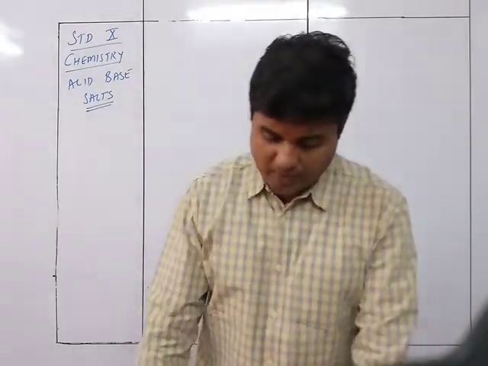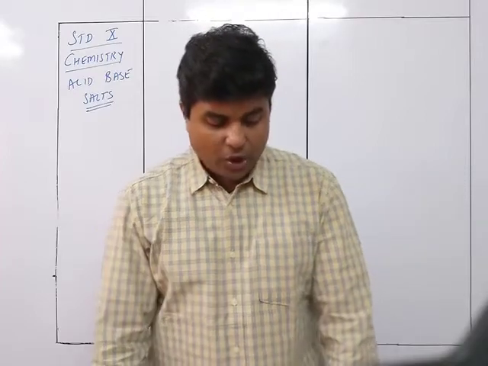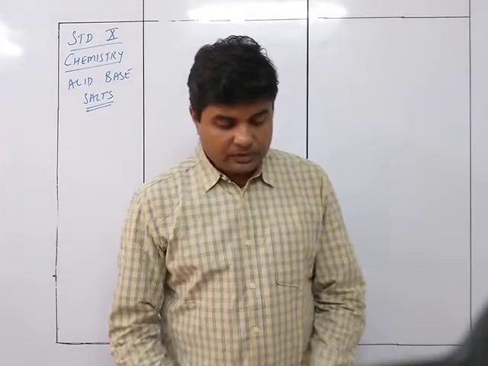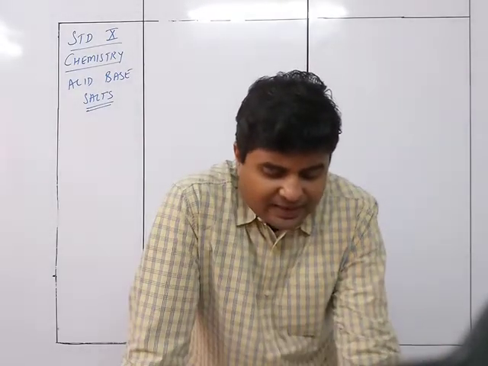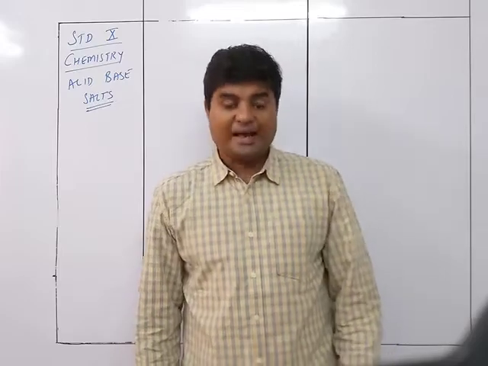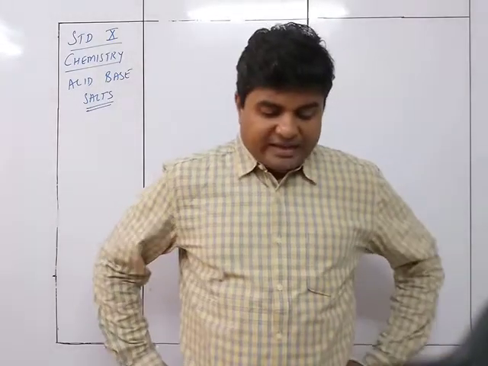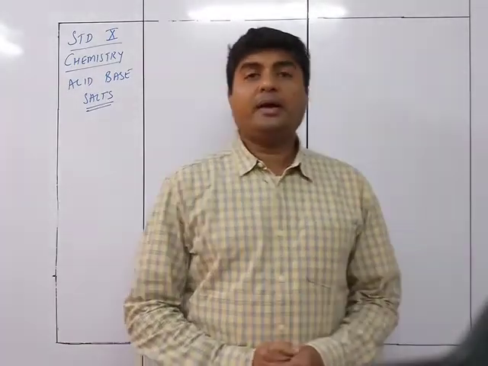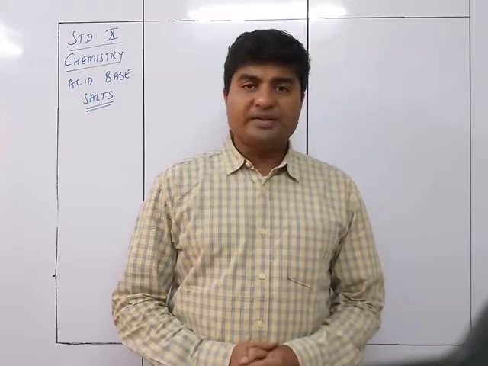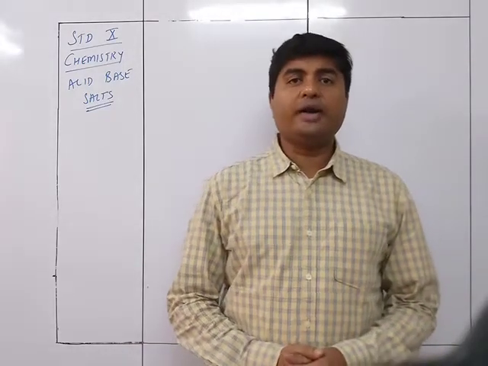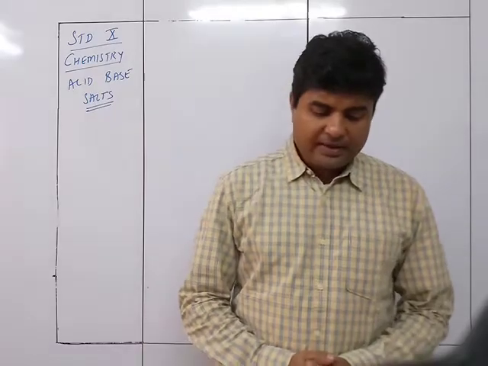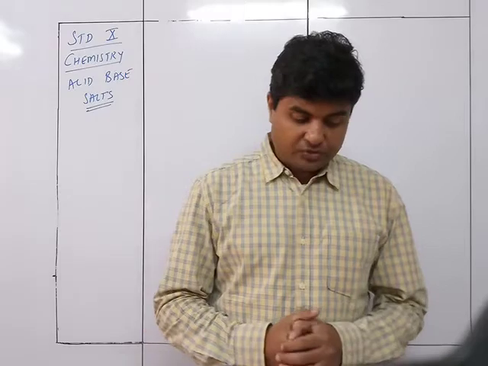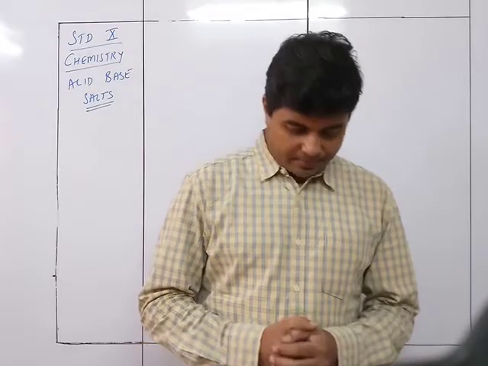So let's see one by one what exactly this is, and also what the measure of acidity and basicity is. First, indicators are weak organic compounds, acids or bases, which change color in accordance with the pH of the solution. So if the organic compound changes its color according to the pH of the solution, then it is called an indicator. So what is pH? That's of course the first question that will come to your mind.